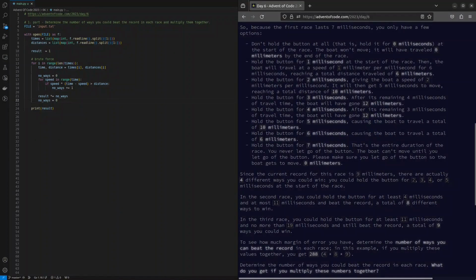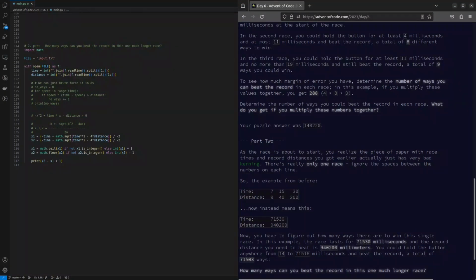The simplest approach is to simulate all possible speeds and test if we beat the record. First, we parse the input into a list of times and a list of distances, current race records. Then we simulate all races, count the number of ways to beat the record, and multiply them together.